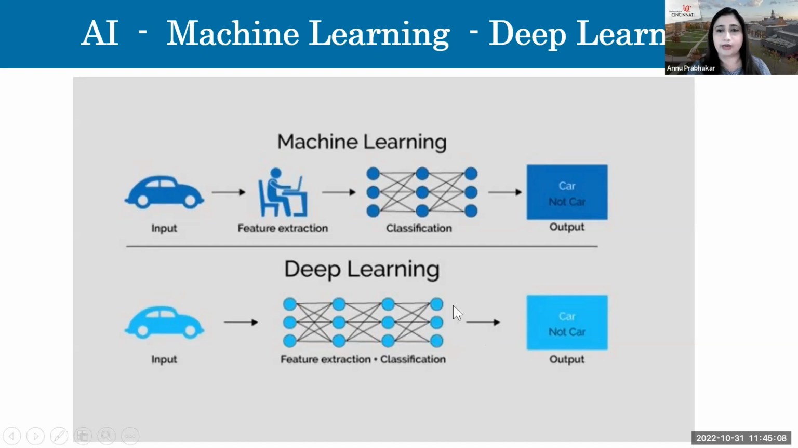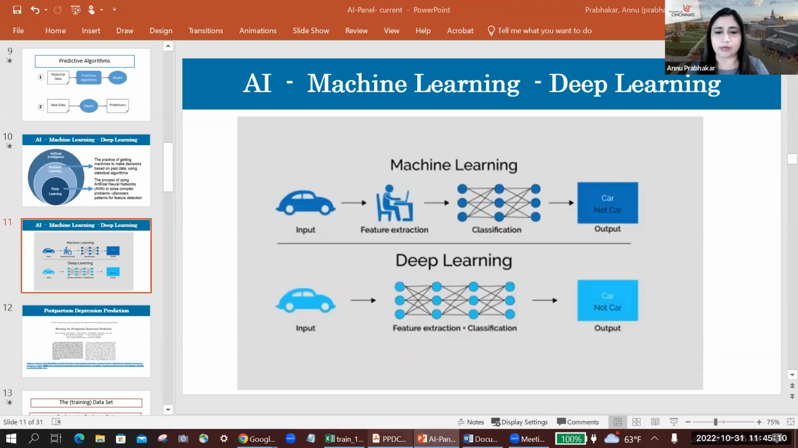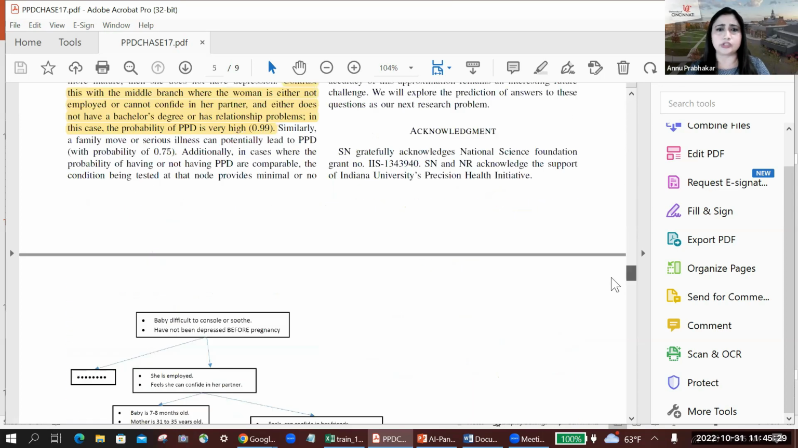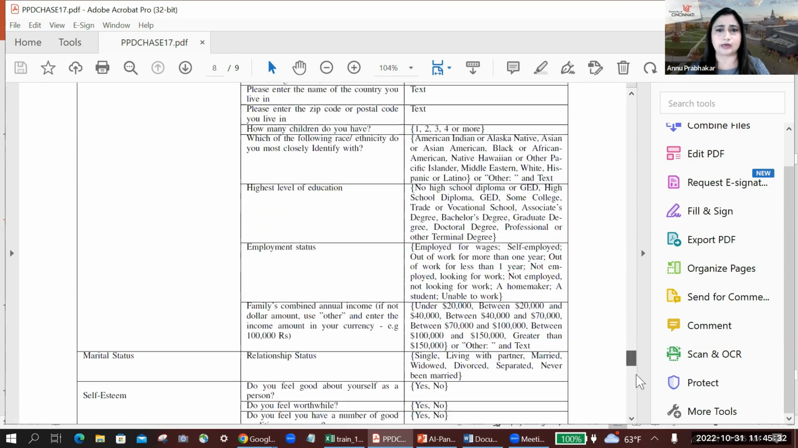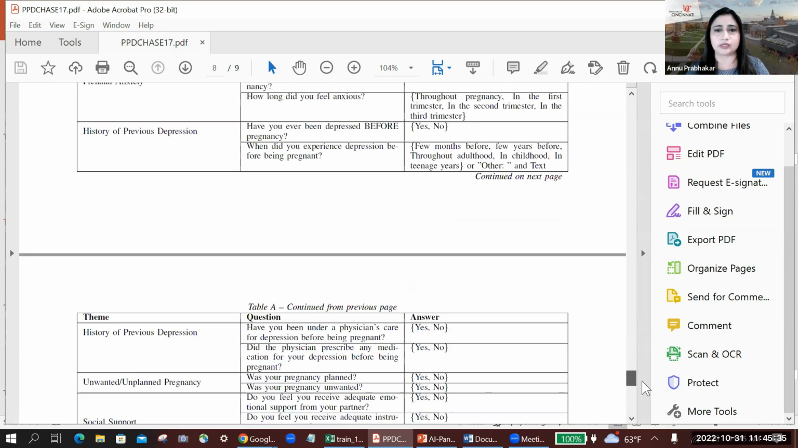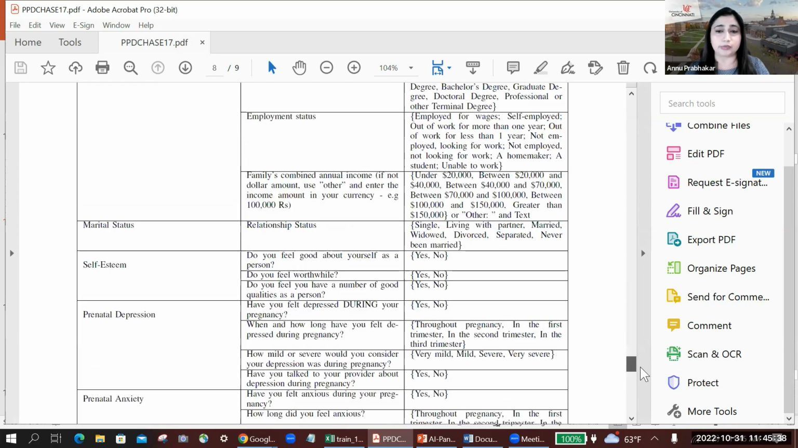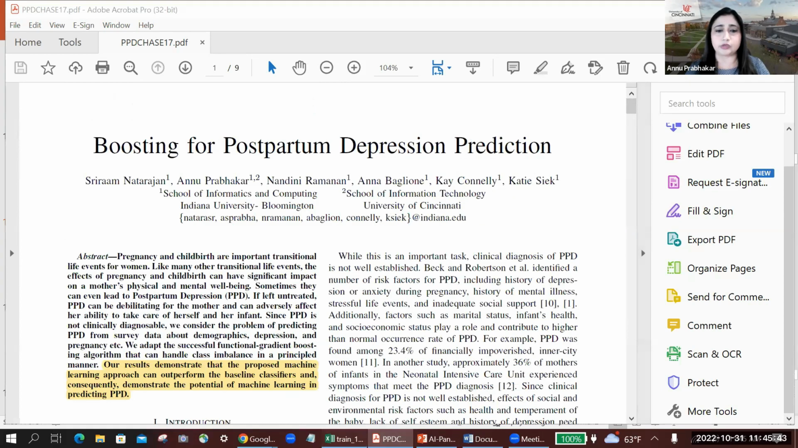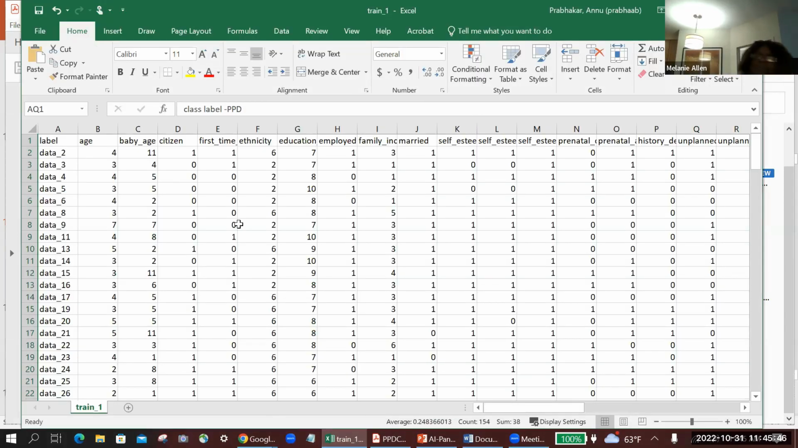So just to give you a practical example, let me bring up one of my research projects. This was about predicting postpartum depression. We wanted to augment the traditional postpartum depression instruments with some demographic information also. Of course, we collect data through surveys, and we have to convert that to numbers that can be fed into the algorithm. So this is the data set for that particular project.